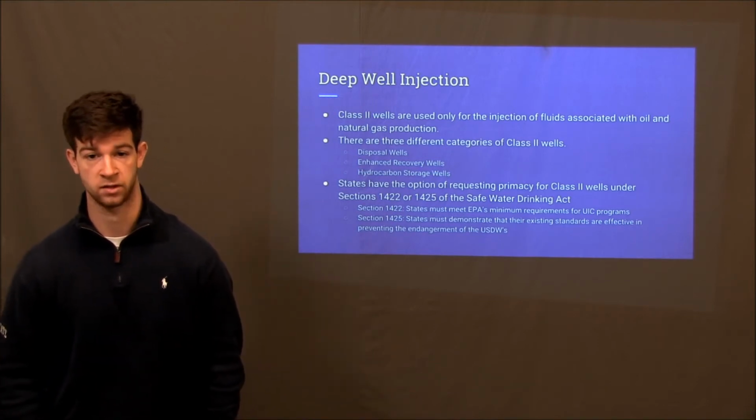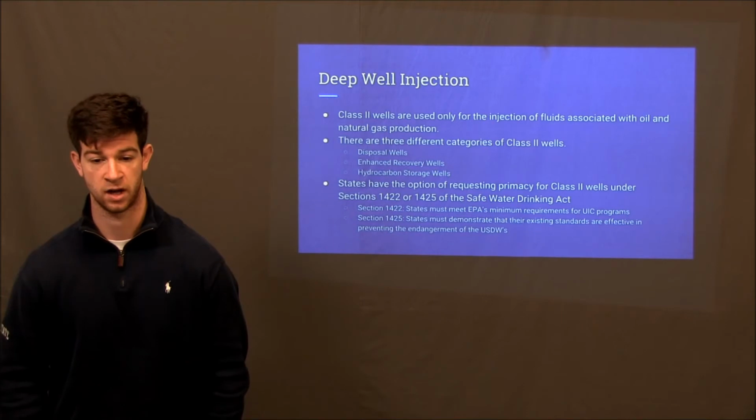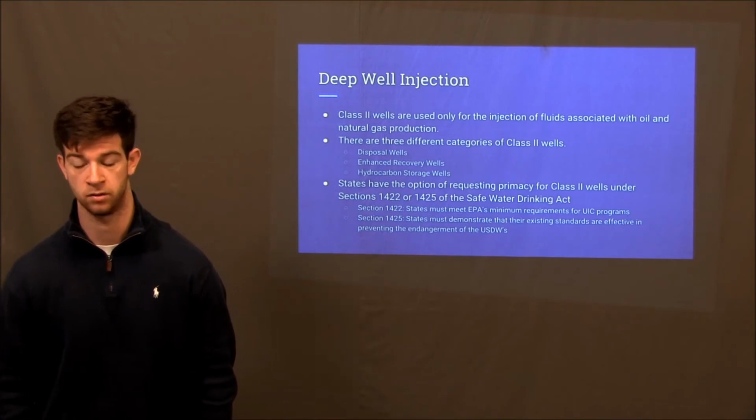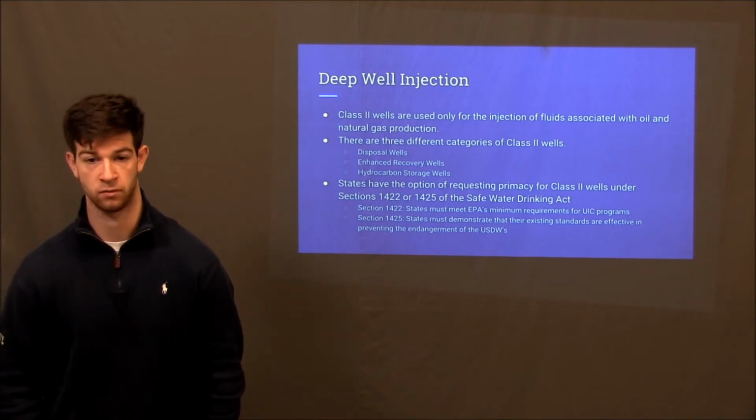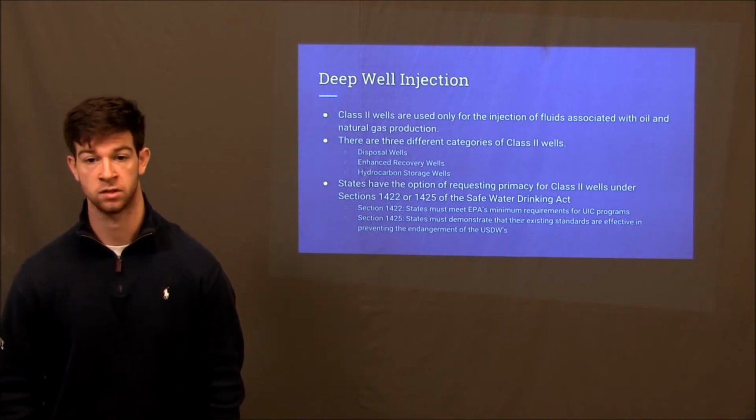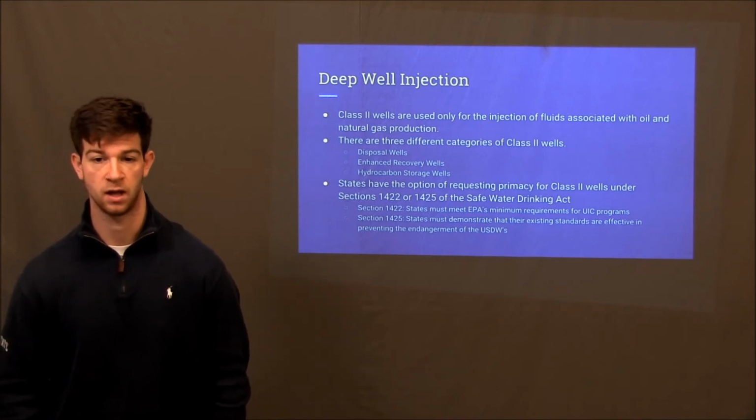And the second one, Section 1425, says that the states must demonstrate that their existing standards are effective in preventing the endangerment of the USDWs, and the programs are required to meet the requirements for permitting, inspections, monitoring, record keeping, and reporting.